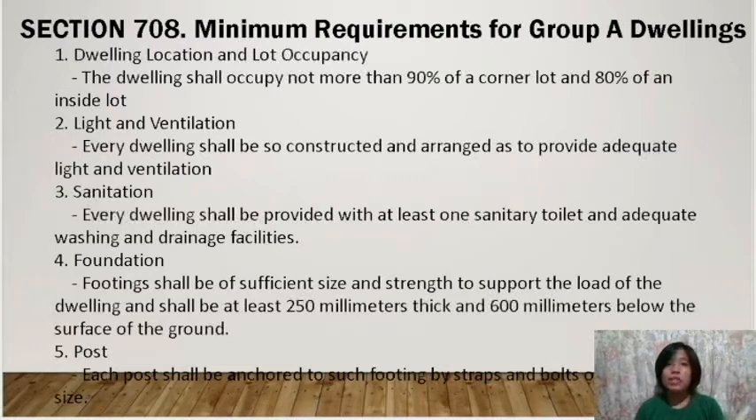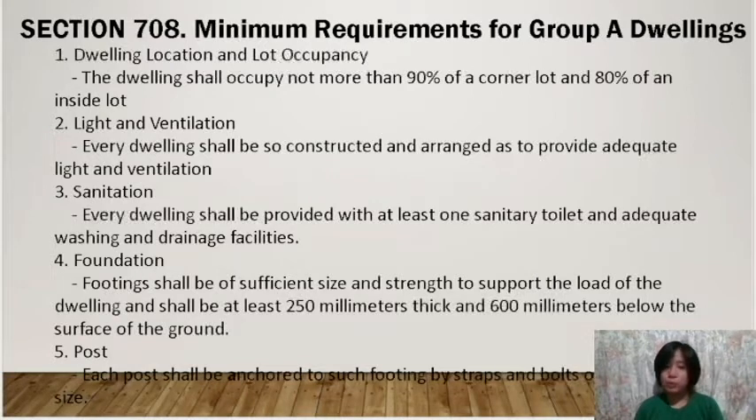Every dwelling shall be constructed and arranged as to provide adequate light and ventilation. Number 3, sanitation. Every dwelling shall be provided with at least one sanitary toilet and adequate washing and drainage facilities. Number 4, foundation. Footings shall be of sufficient size and strength to support the load of the dwellings and shall be at least 250 millimeters thick and 600 millimeters below the ground.